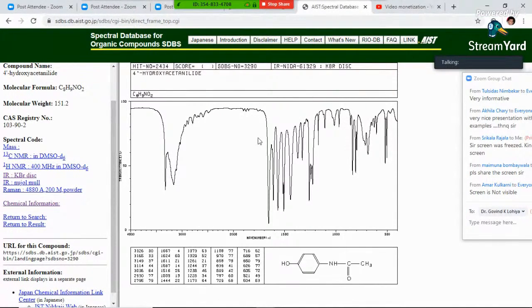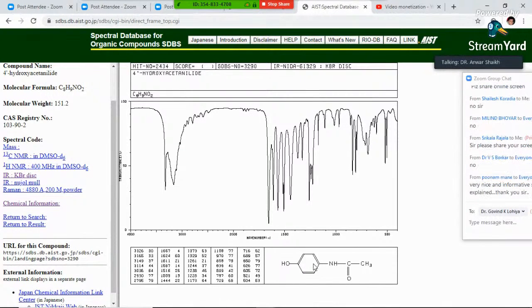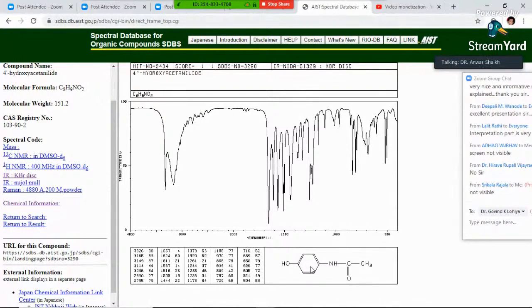Can you see something here? What I told you, this is the characteristic for an aromatic ring, an aromatic compound. I will tell you the website, don't worry. A very useful website is there. I will give the website to you. So this is for the aromatic compound, and you can say the aromatic ring is also confirmed.